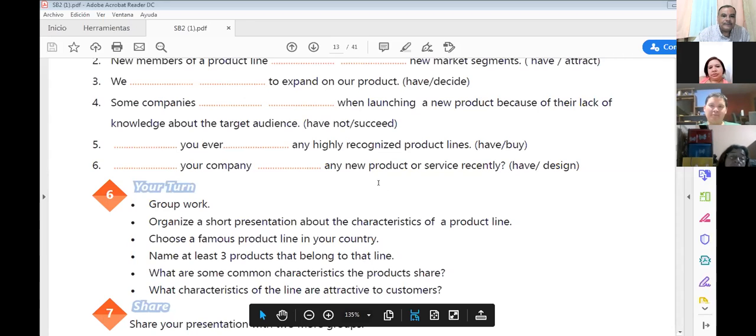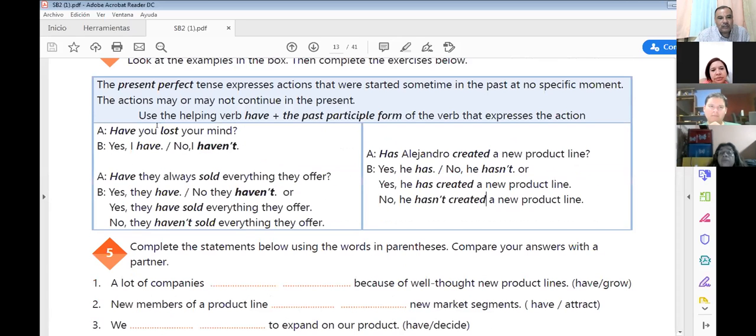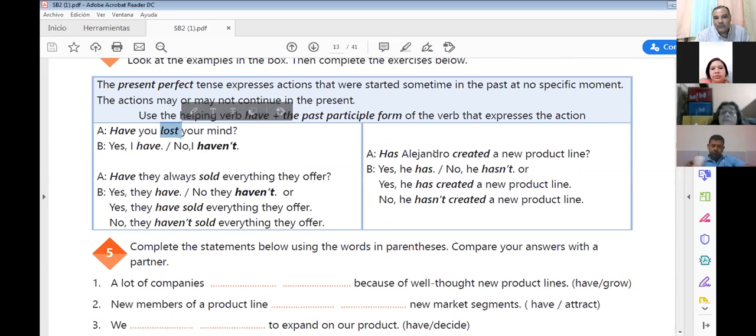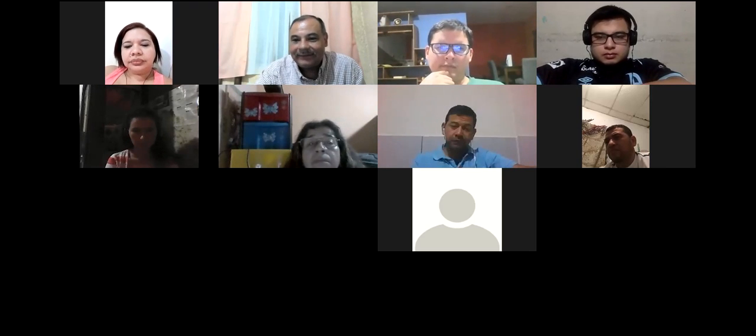Okay, can you see here? This is a question, and you see lost is in the past participle. And here is a question, has Alejandro created, is in the past participle. Here, have they always sold? So sold is the past participle. Use the helping verb have plus the past participle form, always. That clear, Ninibe? Okay, very good.